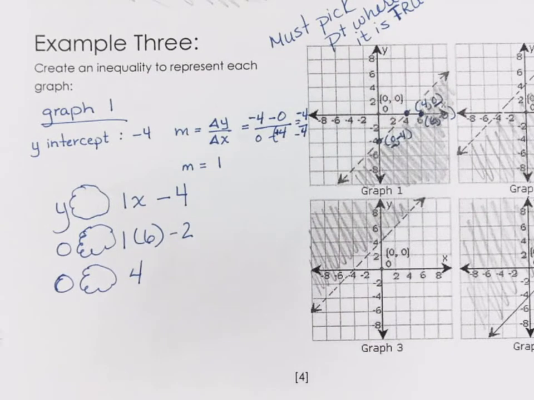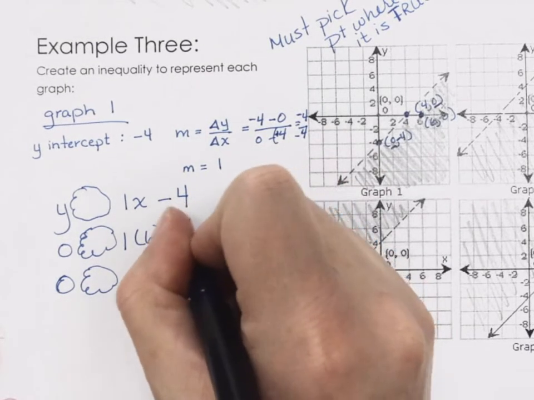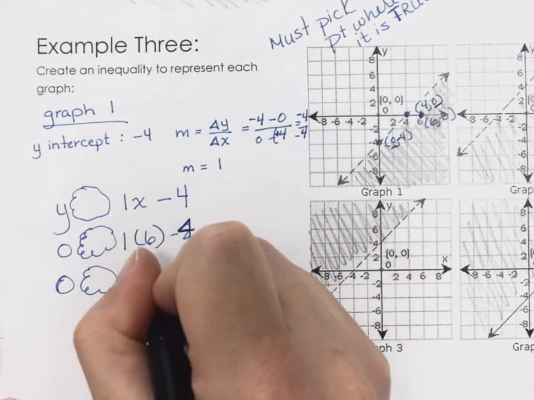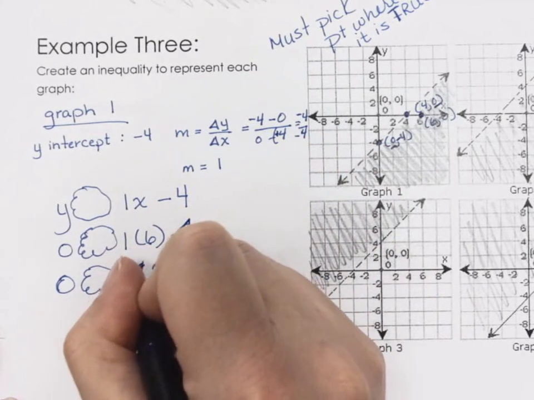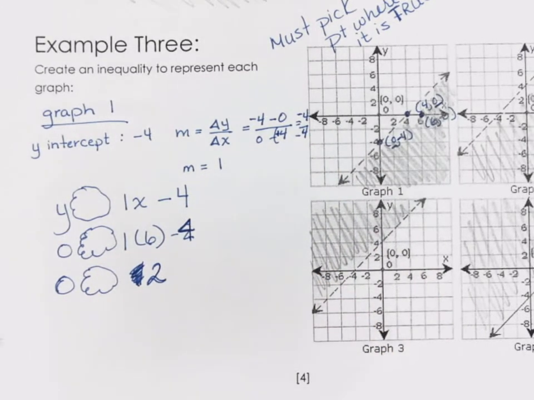All right, so let's make a statement about that. Is 0 greater than 4 or is it less than 4? Oh, sorry, it should be -4. I did the math in my head. So is 0 greater than 2 or is it less than 2? 0 is less than 2.